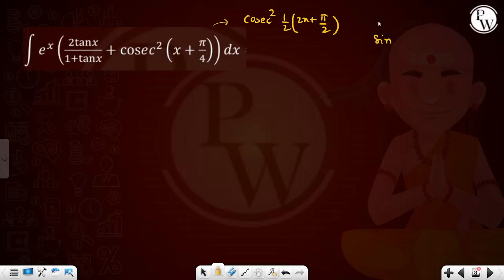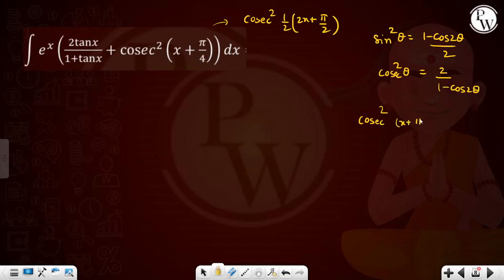We know the formula of cos 2 theta. So we know that sine square theta is equal to 1 minus cos 2 theta by 2. So cosec square theta will be just its reciprocal, that is 2 upon 1 minus cos 2 theta. So cosec square of x plus pi by 4 will be 2 upon 1 minus cos of 2 times x plus pi by 4, that means cos of pi by 2 plus 2x. Now by the allied angle formula, cos of pi by 2 plus something is minus sine. That means 2 upon 1 plus sine 2x.